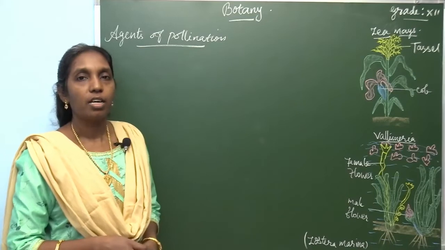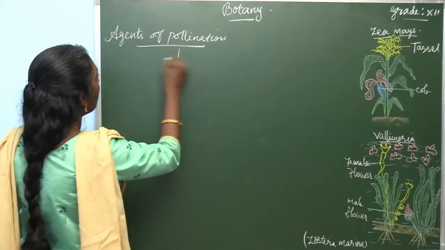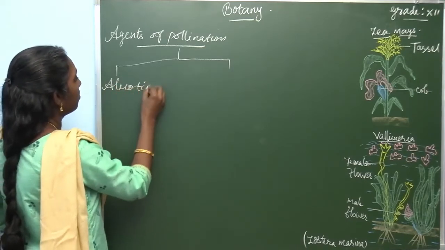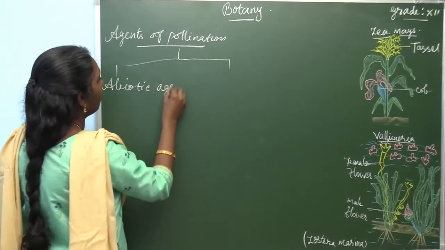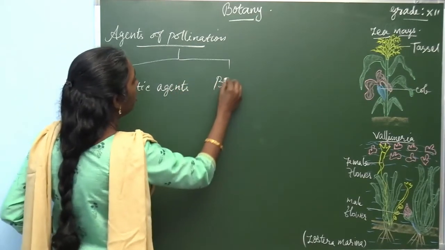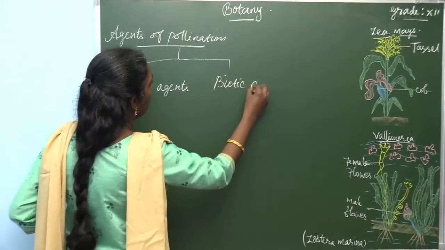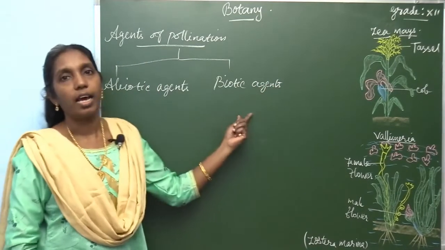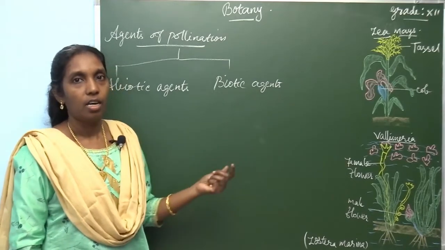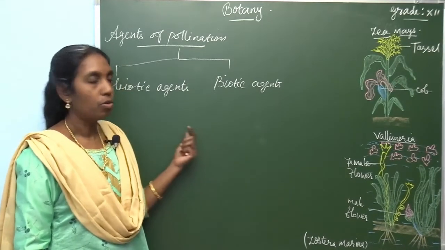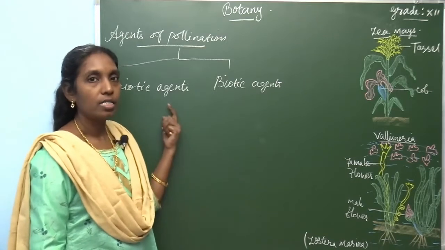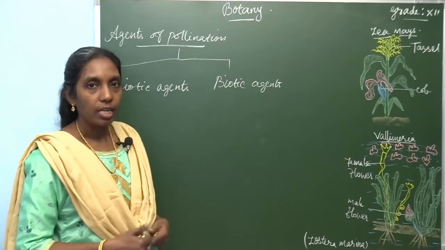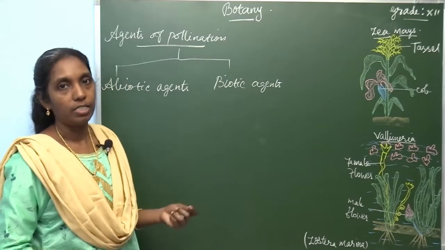Based on the agents, there are two different types. They are abiotic agents and biotic agents. It's not a new topic to you. You all studied in the lower classes what is meant by abiotic and biotic. Abiotic and biotic agents help in pollination.